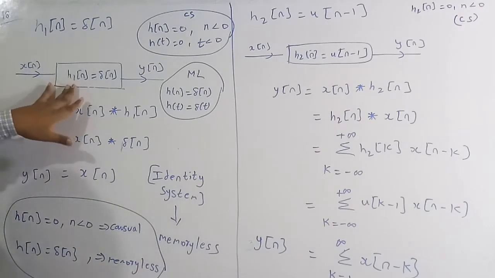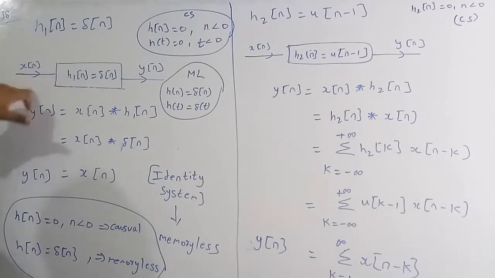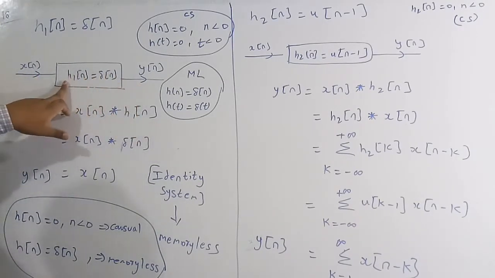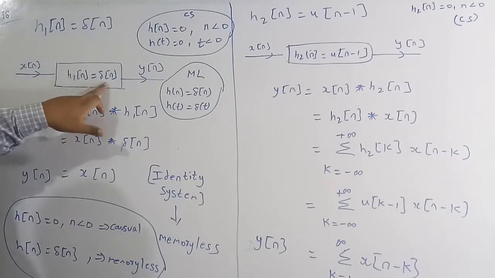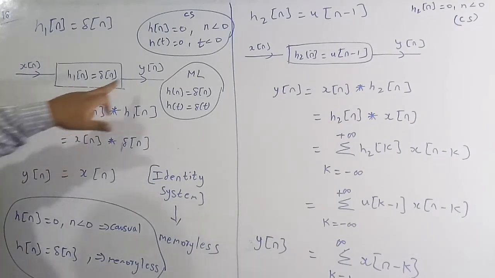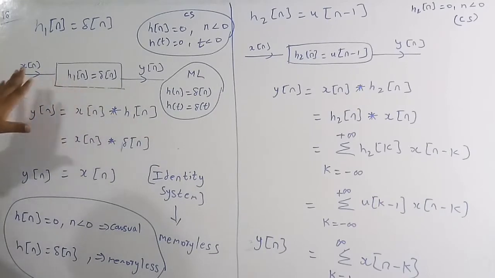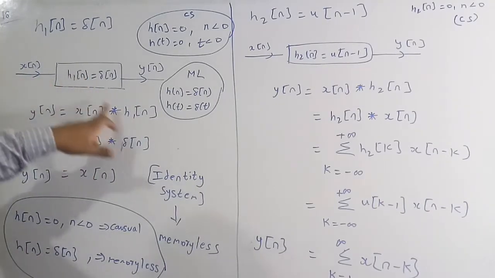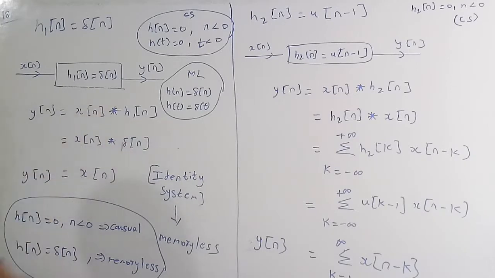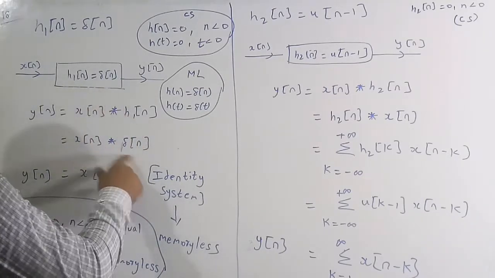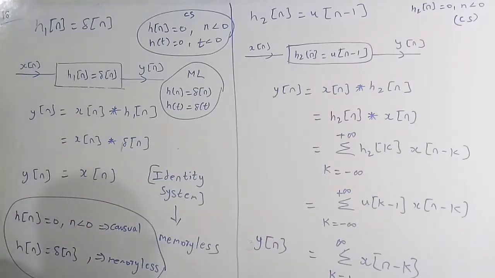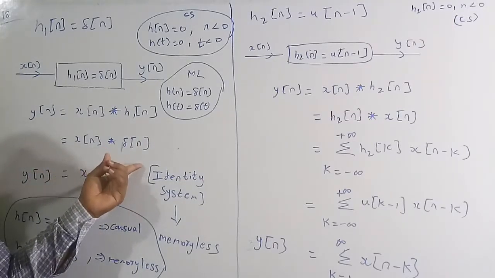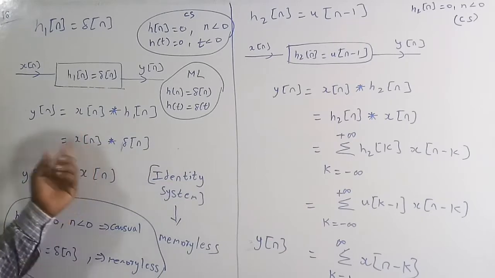So here for this system, if the input is x of n and the output is y of n, for this first system the impulse response h1 of n is equal to delta of n. Therefore y of n for any LTI system is nothing but the input convolved with the impulse response. Input is x of n and the impulse response is h1 of n, so we are going to do the convolution. So x of n convolved with h1 of n, which is delta of n. If you take any signal and convolve it with delta of n, we are going to get the same signal.